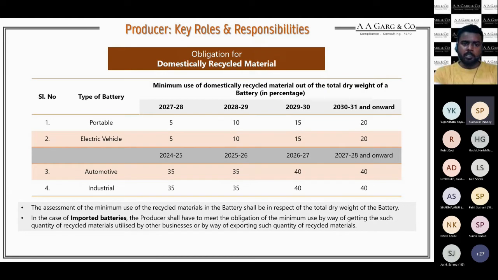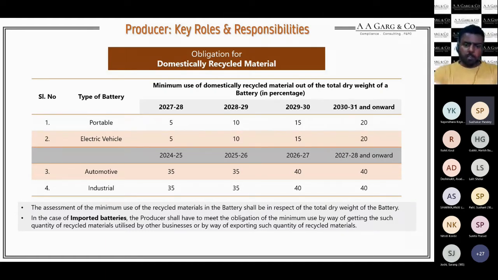For the portable battery, the year starts from 27-28, and for 27-28 the percentage is 5% of the total dry weight of the battery that you will place in the year 27-28. The target increases year by year. For 28-29, the target for the use of domestically recycled material is 10%, and it goes up to 20% from 30-31 onwards. The same target is given for the electric vehicle battery. However, for the automotive and industrial battery, the target starts from 24-25, and the target is 35% of the total dry weight of the battery that you will be placing in the market in 24-25.